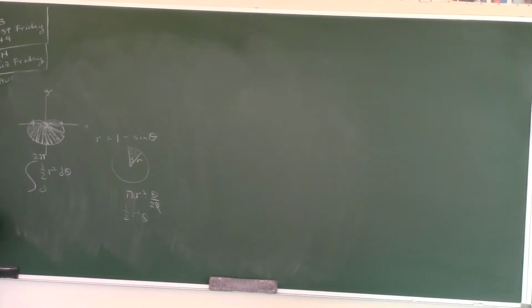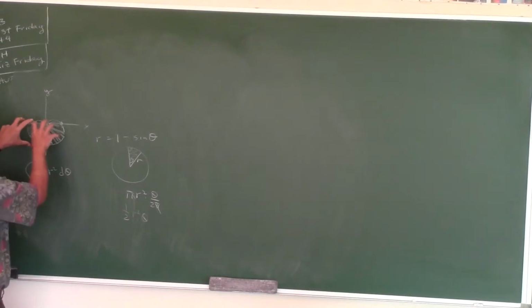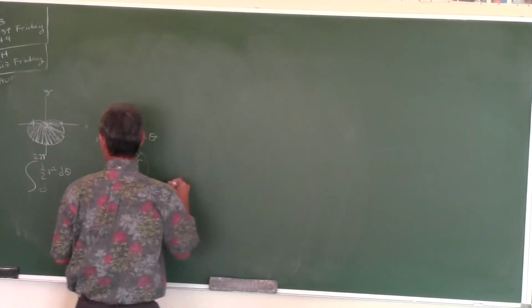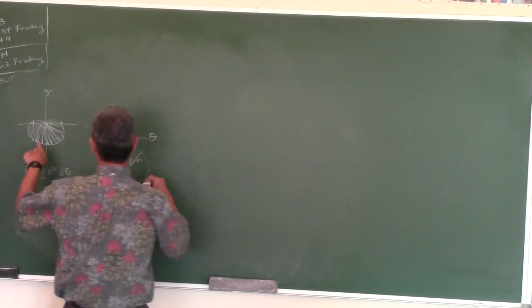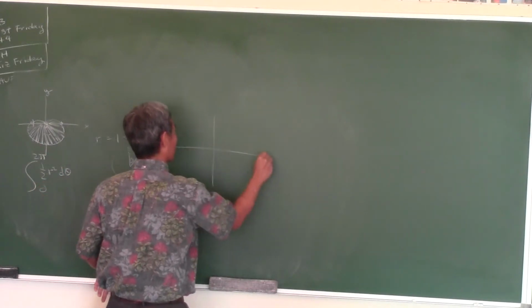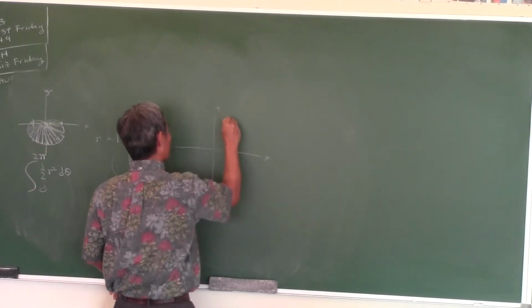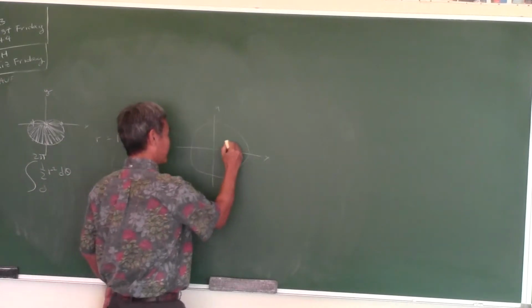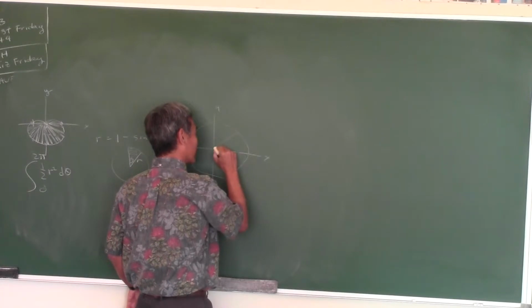Now, what about when we have a double integral? Suppose we have a three-dimensional figure coming up like this. Can we integrate in polar coordinates? And the answer is yes. We're not doing this though, because we're going to do a double integral. So suppose you have some polar region like this.